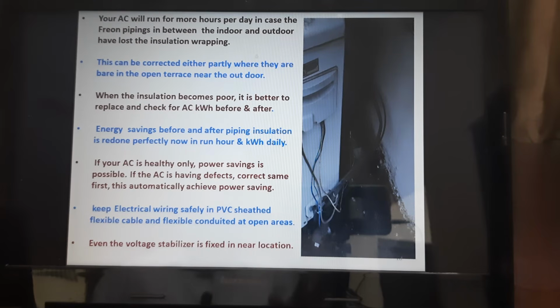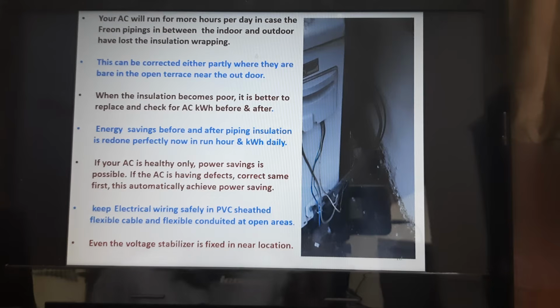So if we are able to wrap with insulation, if not the whole piping, at least whatever piping is left bare under the sun, and if it is totally enclosed, wrapped up and insulated, definitely this will improve the performance of the AC. And you can see by the daily run hours and kWh what reduction is possible after giving a pakka insulation by the service providers. You can call the service provider and get it done.